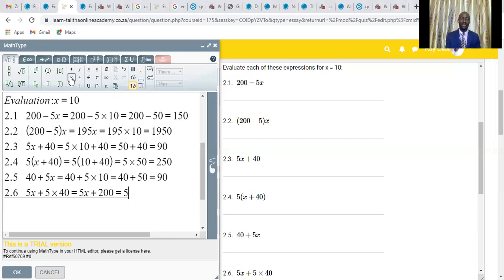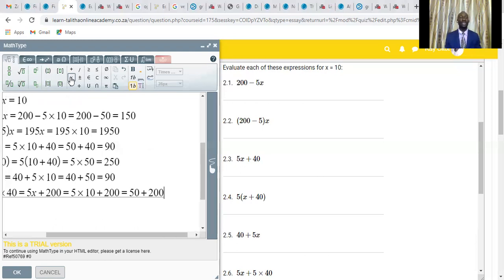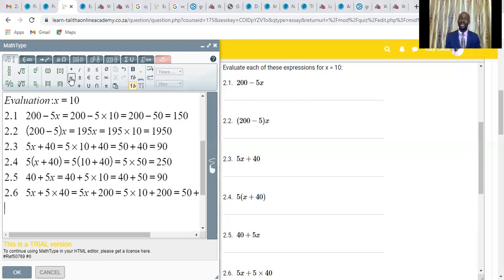That is, we can now substitute 10 for x, so that instead of 5x, we now have 5 times 10, and we add 200. This way, we deal with 5 times 10, and we get 50. We add 200. Now that should simplify to 250. That is how you would handle question 2.6.